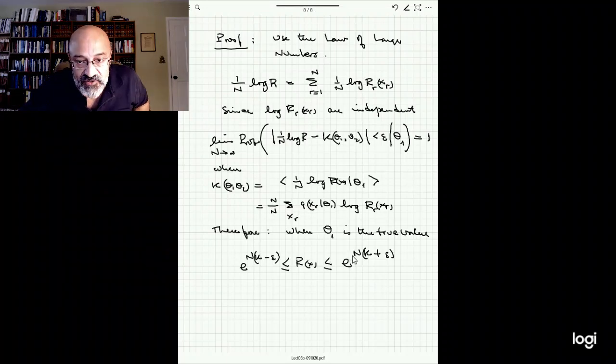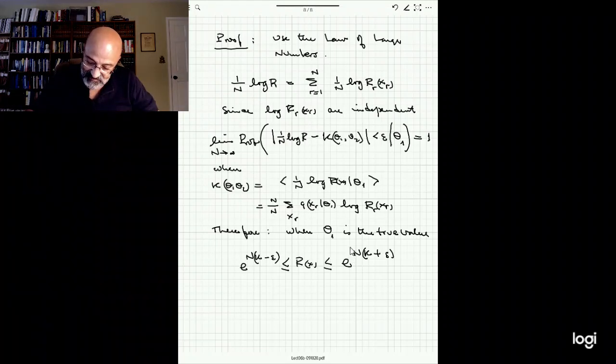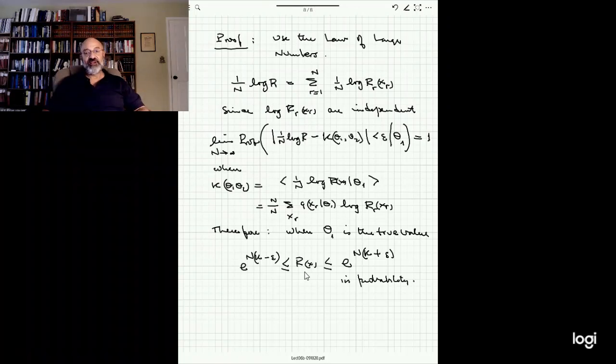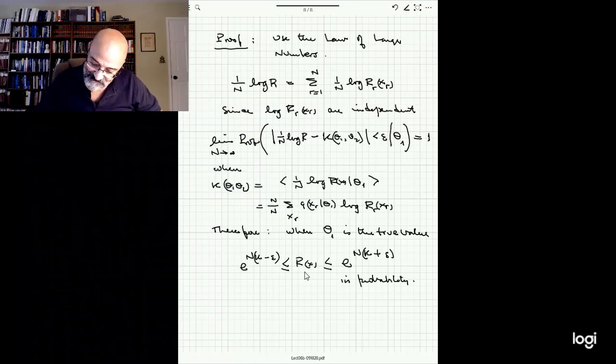So this proves it. As n goes to infinity, in probability, the quantity R becomes bigger and bigger and bigger. Or the probability that R is as large as you want becomes larger and larger and larger. So that proves it. So what this means, let's go back to this.